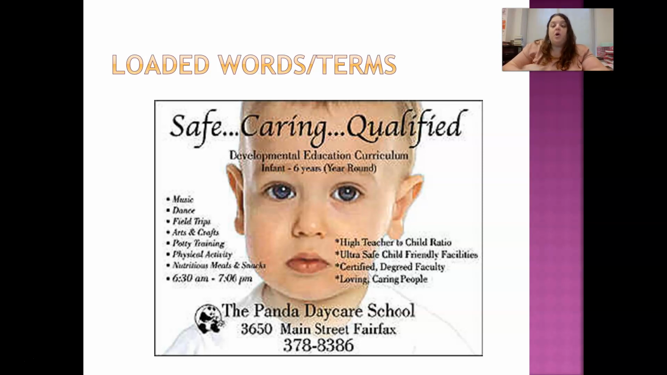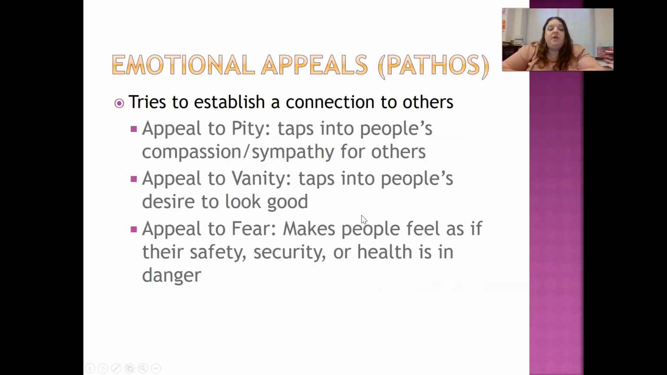It also uses loaded words. Emotional appeals are pathos, right? So they're appeal to pity, vanity, fear. Appeal to pity taps into people's compassion or sympathy for others. Like the ASPCA, like Little Sad Dog commercials, like the dogs crying or the children in other countries that are starving, like that elicits appeal to pity. You feel compassion or sympathy for that person or animal or whatever.